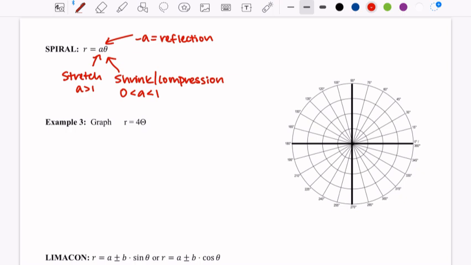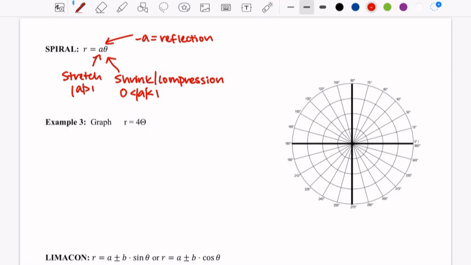So for the spiral, as it is aptly named, we know that it looks like this, and it keeps spiraling out. So it only has one coefficient. That coefficient is A. That A is representing a stretch of how tight or how loose our spiral is. So if A is greater than 1, it's going to be a stretch. Imagine a spring, like I'm stretching that out. If A is a number between 0 and 1, it's going to be a shrink or compression. And if A is negative, that's just going to represent a reflection of how it spirals out. So the absolute value of A is really what's going to control the stretch or the compression.